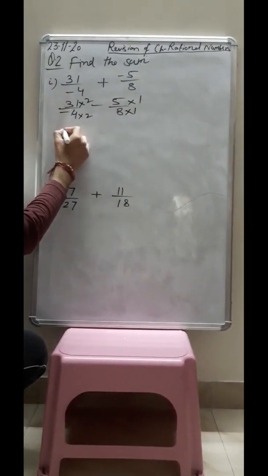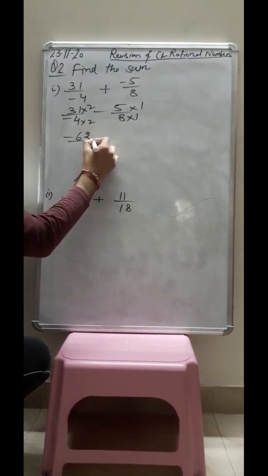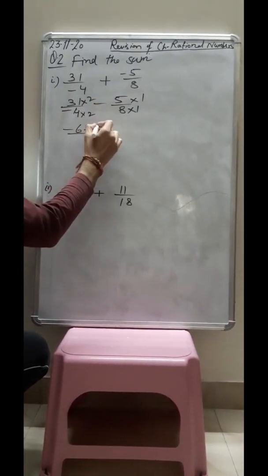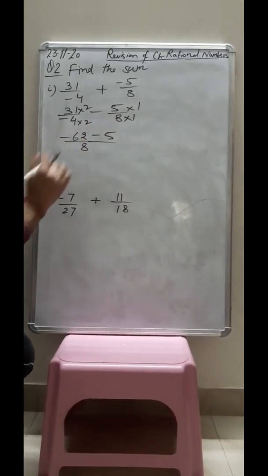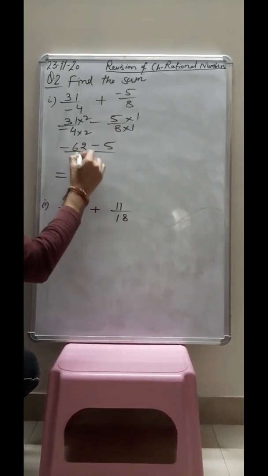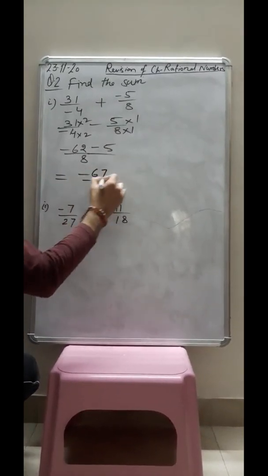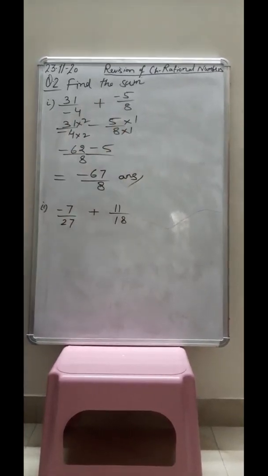This gives you minus 62 upon 8, because the LCM will come as 8. Minus this gives you minus 5, and minus minus becomes plus, but you will get the answer in negative: minus 67 upon 8. In this way we can add the rational numbers.